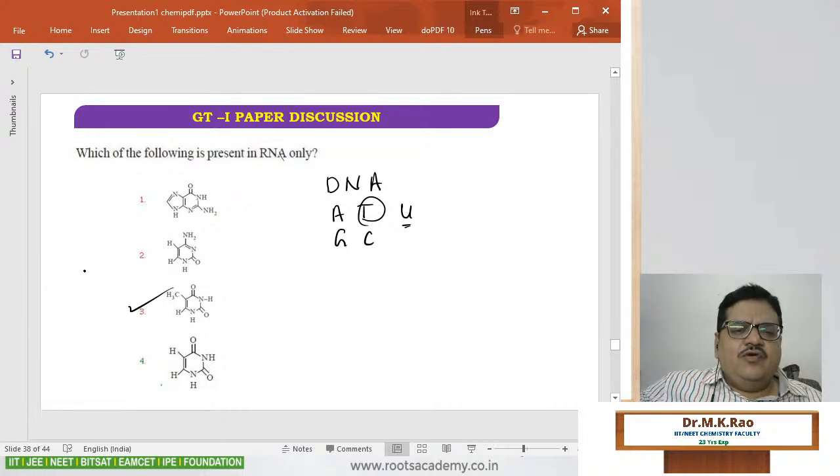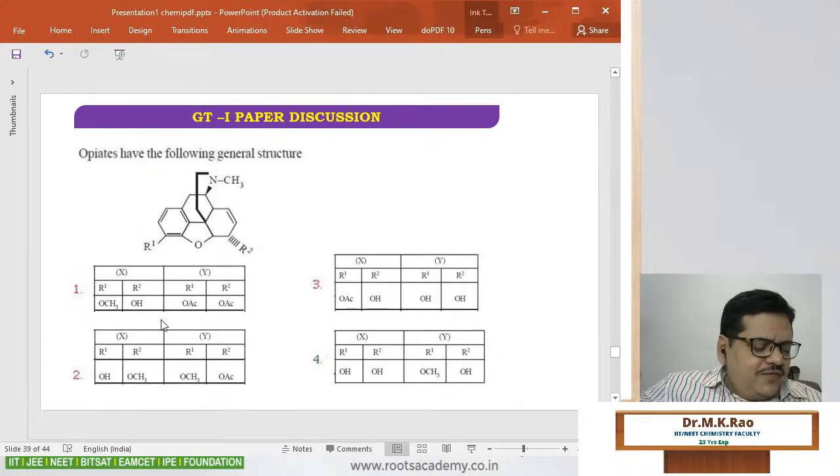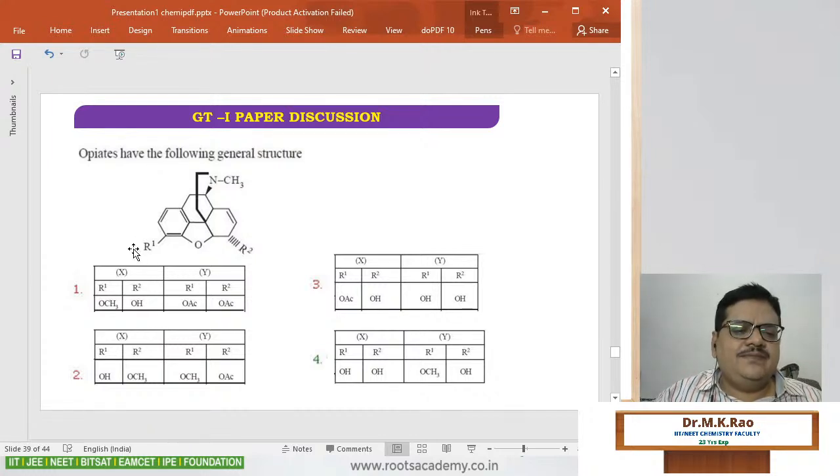Question number 155. What are the groups present here? Definitely it is memory based. So it should be the first option.